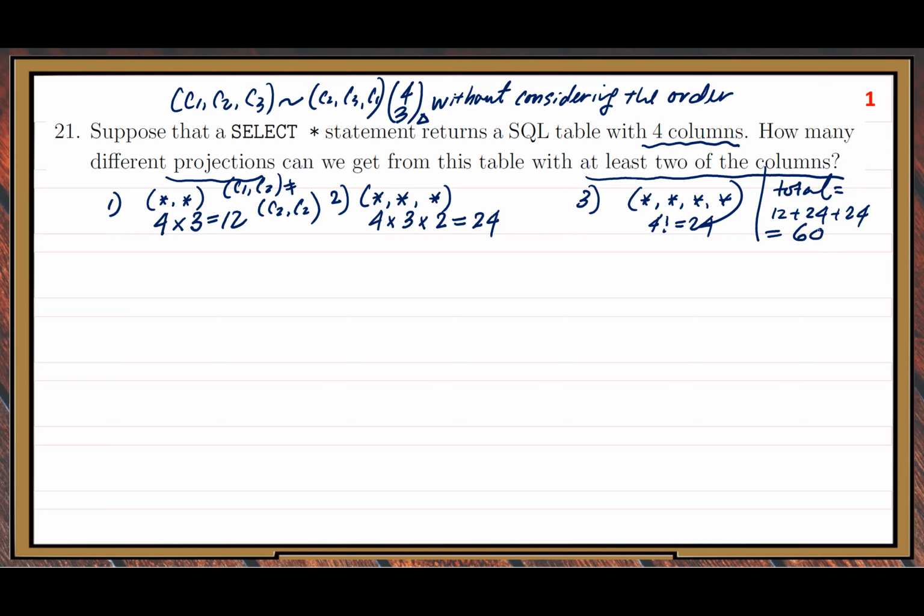But when you do not consider the order, that number is much smaller. So that's what most of you did for projection. Order is important.